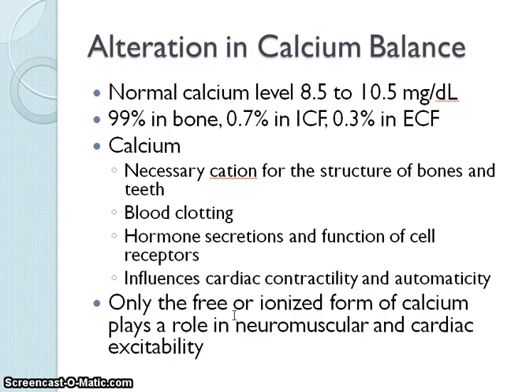Alterations in calcium balance. Our normal calcium level is 8.5 to 10.5. We have calcium mostly in our bone. You hold on to 99% of your calcium in your bone. Then that 1% that's left gets split between your intracellular and your extracellular space. So about 0.7% goes in the cell and about 0.3% goes to the extracellular space.